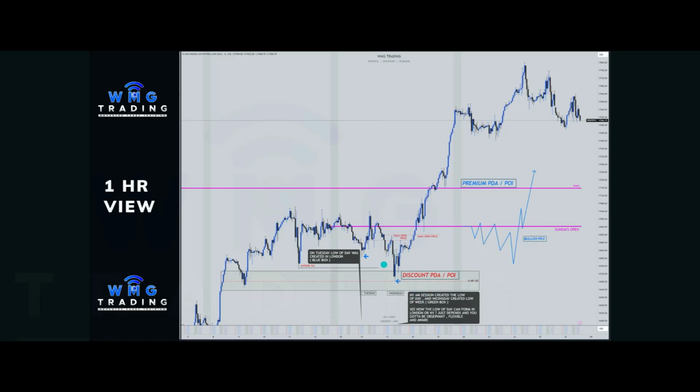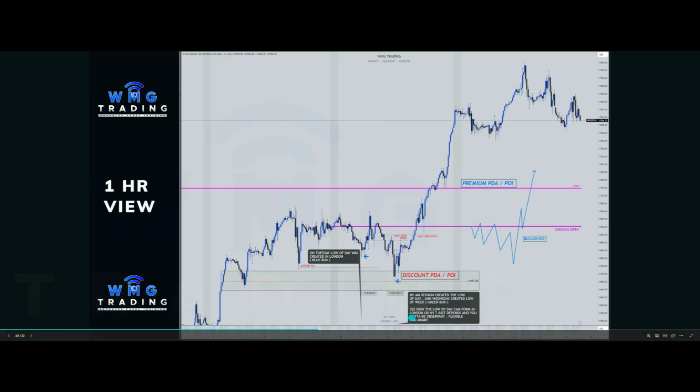So the New York AM session sometimes creates the low, like it did here for the day. And sometimes the London session creates the low for the day, right? Depends on the context, depends on what's happening in price action. And we could see how the low generally forms in one of these two areas, okay?